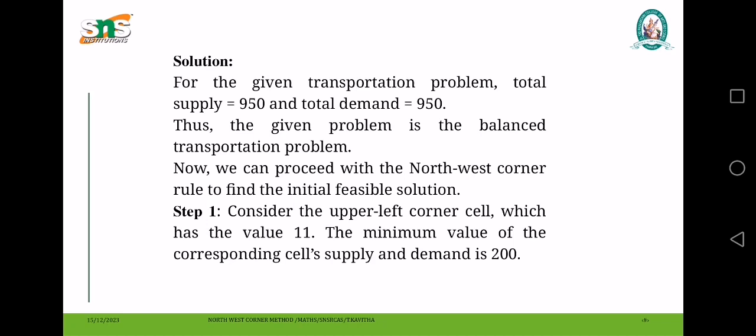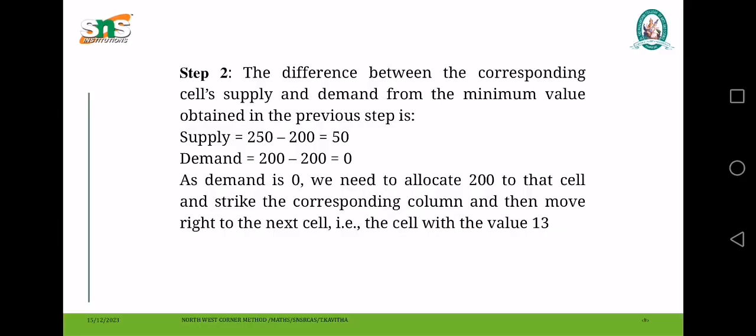Step 1. Consider the upper left corner cell, which has the value 11. The minimum of the corresponding cell's supply and demand is 200. The difference between the corresponding cell's supply and demand from the minimum value obtained in the previous step is: supply is equal to 250 minus 200, which is 50. Demand is equal to 200 minus 200, which is 0. As demand is 0, we need to allocate 200 to the cell, strike the corresponding column, and then move right to the next cell.